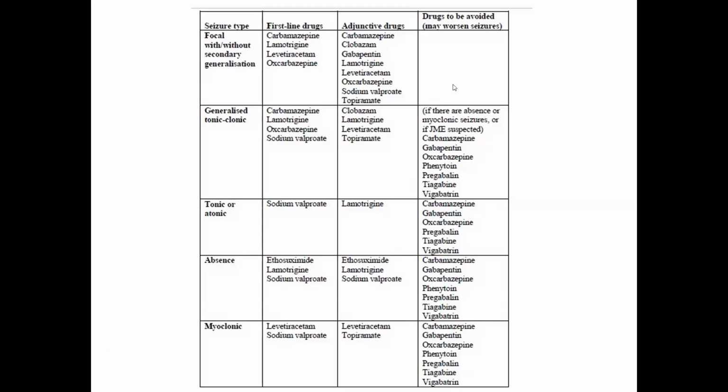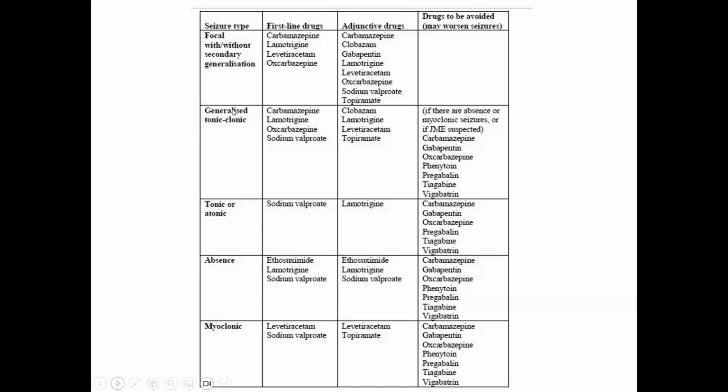Here, carbamazepine is under the drugs to be avoided, may worsen, they have put it, but yeah, not too sure about that. Maybe remember lamotrigine for GTCs. Lamotrigine and sodium valproate for GTCs because they've mentioned it here also. I actually just saw it. So remember one or two drugs for each section, because they can ask those.